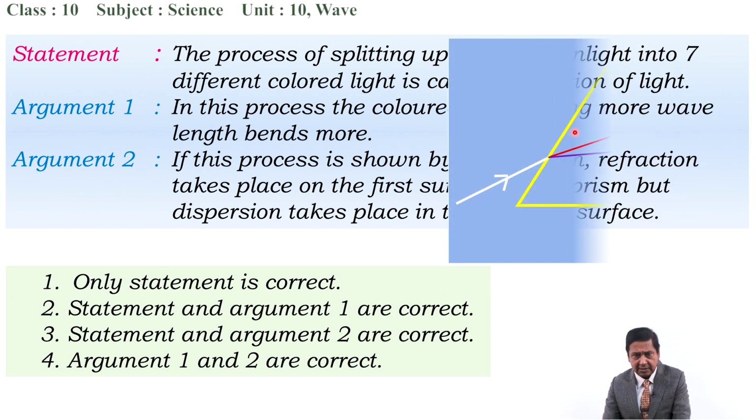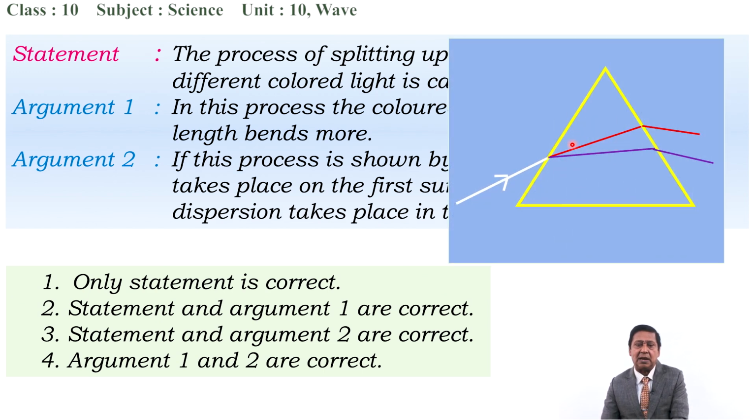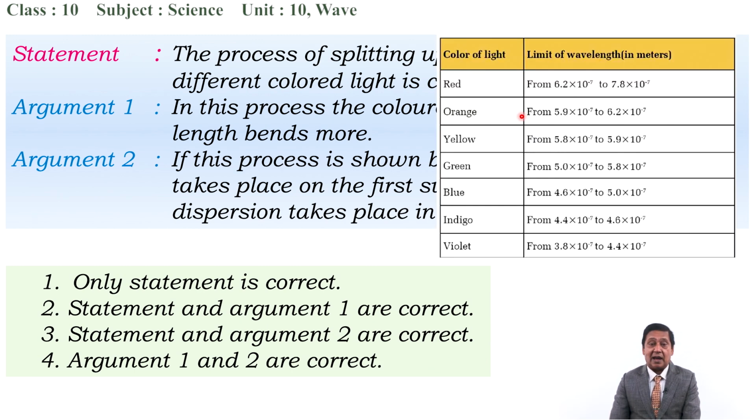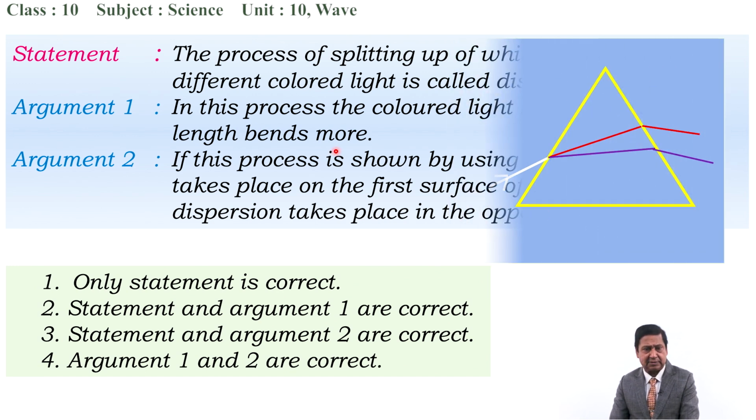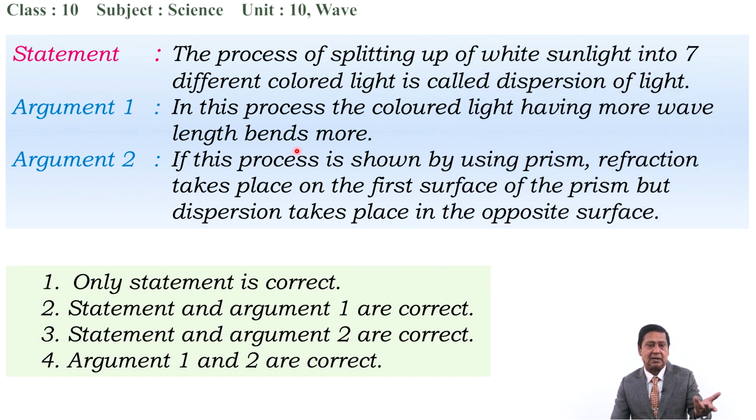Yes, but red colored light is bending only a little here. Look at this. Red colored light has long wavelength, but it is bending a little. That's why this argument 1 is not correct. In this process, the colored light having more wavelength bends not more, more wavelength bends less. That's why this second option is incorrect. I want to drop it.